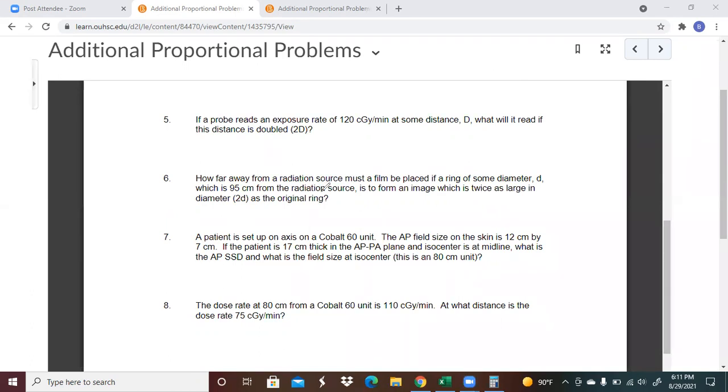So how does this all work out? So here we have, let's see, the distance d is at 95. What we are looking for is what distance we're going to find.